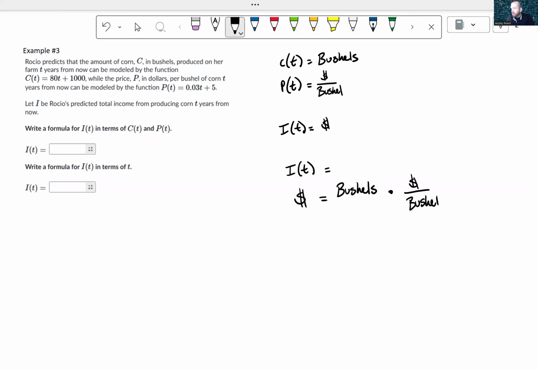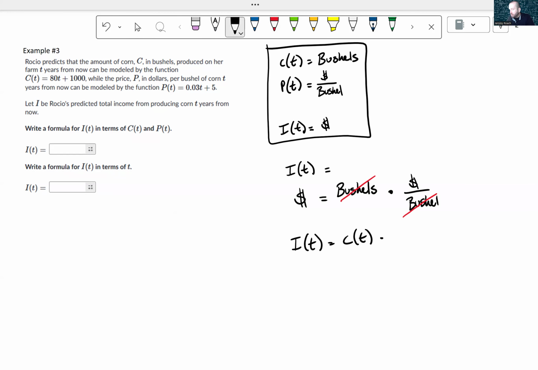This is very similar to the first problem. The toughest part about these problems is identifying what these functions represent so that we can cancel anything out if necessary. So now we have dollars equals dollars, which is a true statement. So we can say I of t is equal to C of t times P of t. So that's for part one.